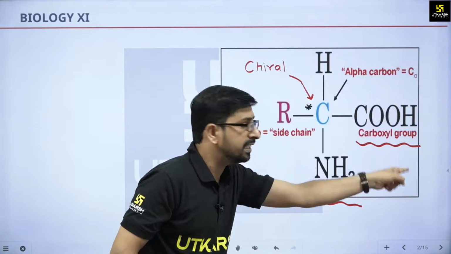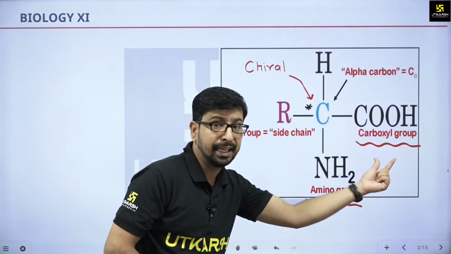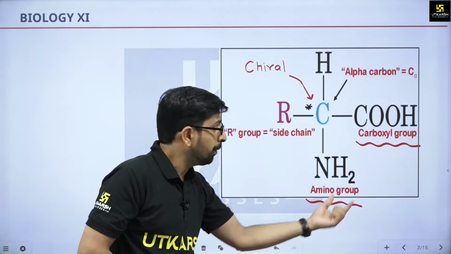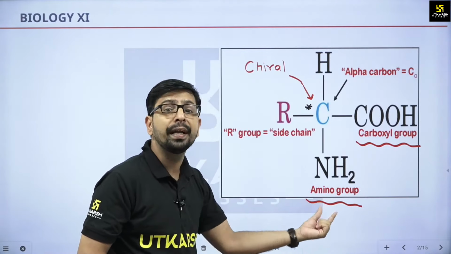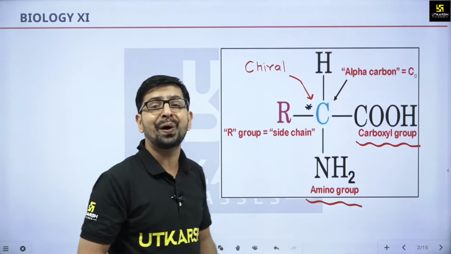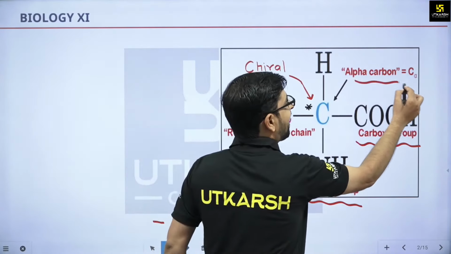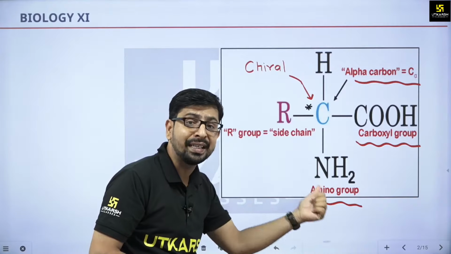The acidic group donates a proton, H plus ion, so it is the acidic group. The amino group receives a proton, H plus, so it is the basic group. The two, acidic and basic groups, are present on the carbon, which is called the alpha carbon. The alpha carbon carries one acidic and one basic moiety.